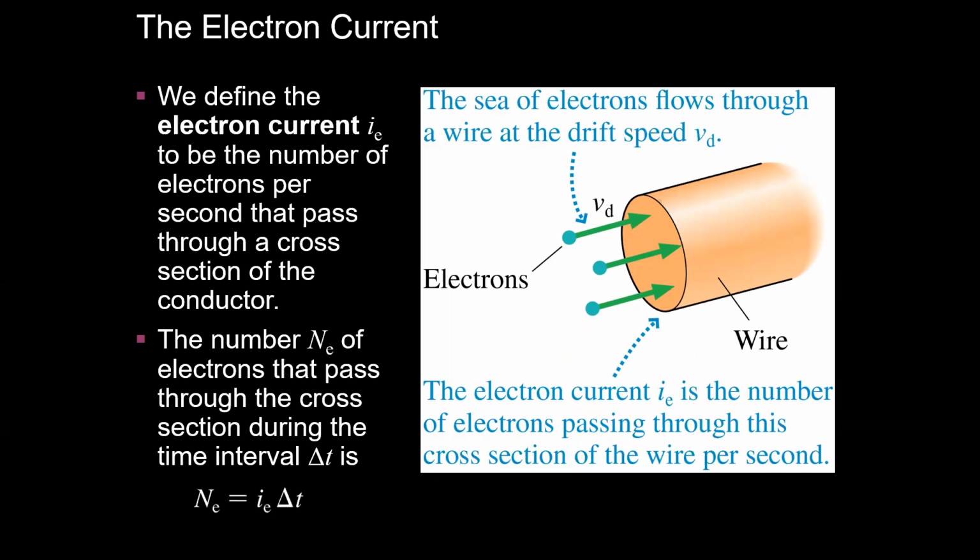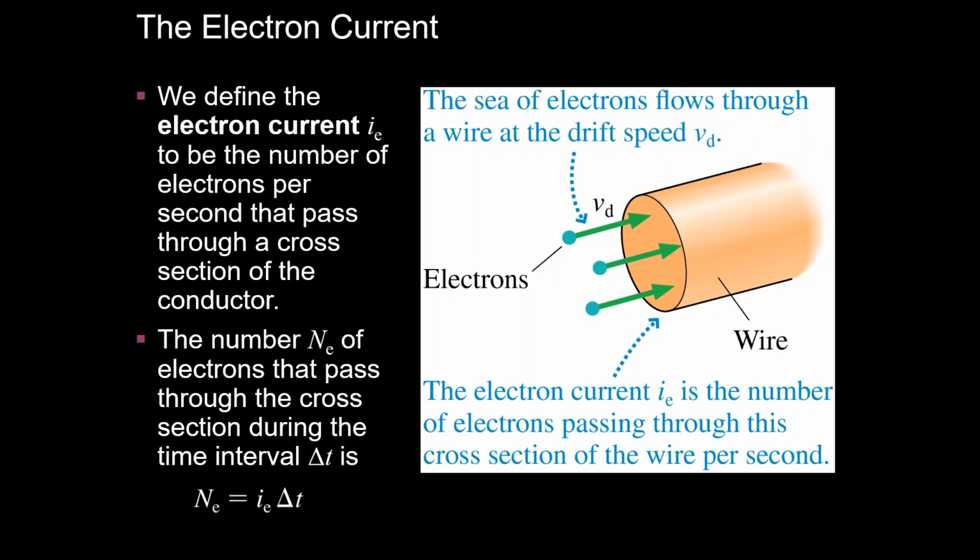And so to begin with, since electrons are the charge carriers in metal, we start by defining what's called the electron current. This is different from capital I, which is what we're going to call conventional current later in this chapter. Electron current is defined as the number of electrons that pass through a certain cross-sectional area of a wire versus time. Right? So how many electrons pass through a certain tube in time?